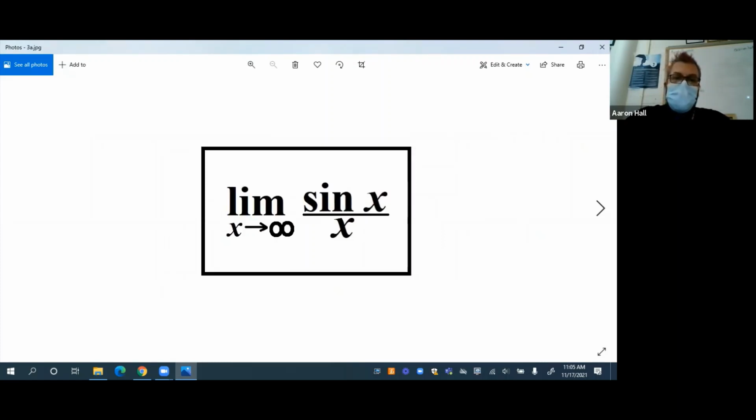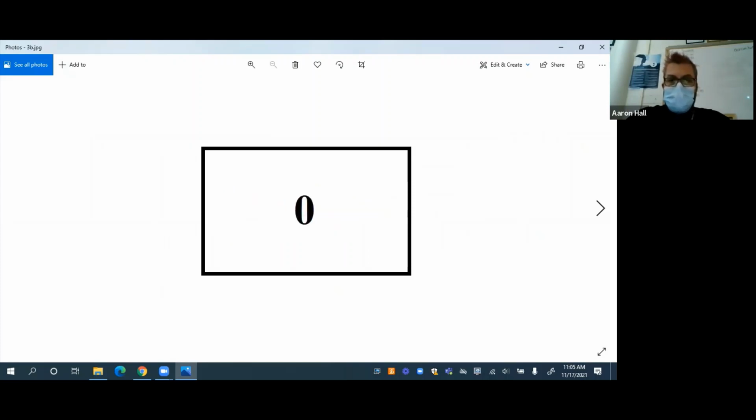Next one, this is a limit. What's the limit as x approaches infinity of sine of x over x? 0. What is the derivative of cotangent of x? Negative cosecant squared of x. Good job.